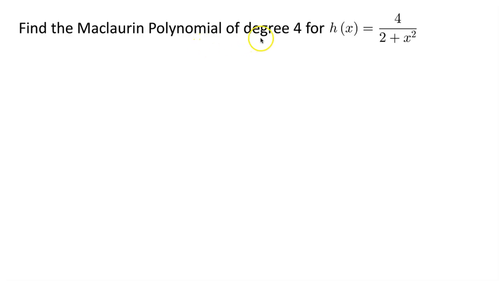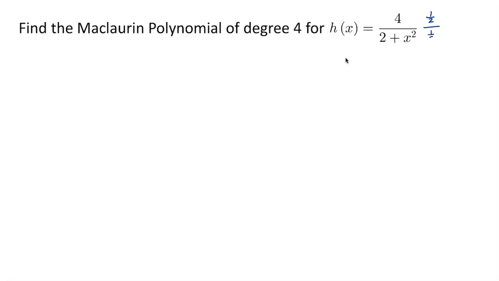Now we want to find the Maclaurin polynomial of degree 4 for h of x equals 4 over 2 plus x squared. Now this sort of has the form we're looking for, but not quite. We wanted a over 1 minus r. So the problem here is this 2. So what we're going to have to do to start is make this a 1 through division. So we're going to multiply the top and bottom by a half, or divide the top and bottom by 2, however you want to think about it.